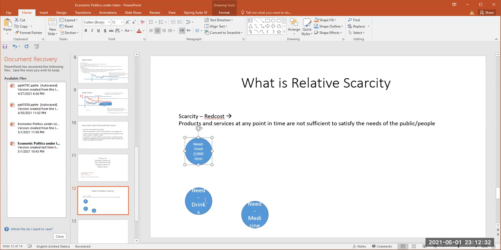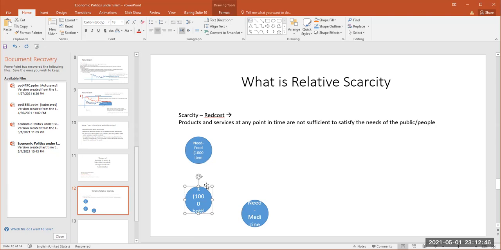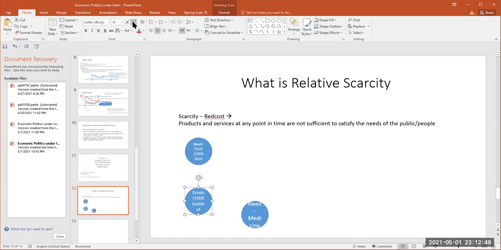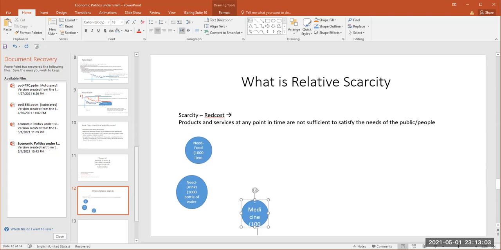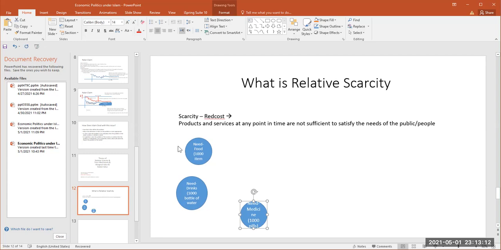And the need for drinks, let's say 1,000 bottles of water. So let's say we need this much. And here, for medicine, let's say 1,000 pills of any medicine. Doesn't matter what medicine it is. Let's say that's what the needs are.